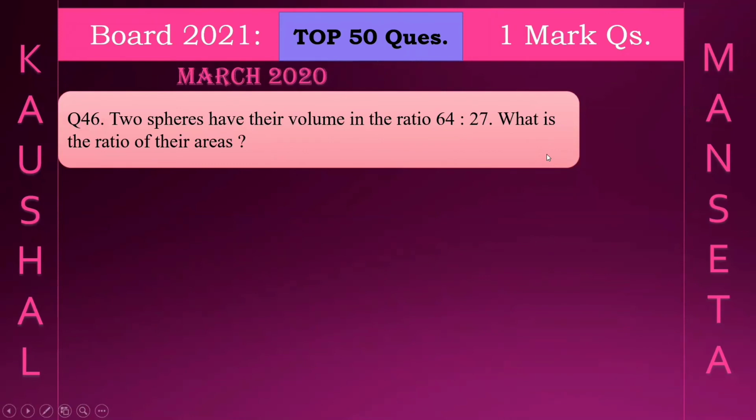Okay, next, question number 46. Two spheres have their volumes in the ratio 64 by 27. So what is the ratio of their areas? Here, the volume of a sphere is 4 by 3 pi r1 cube upon 4 by 3 pi r2 cube, which is given as 64 by 27.